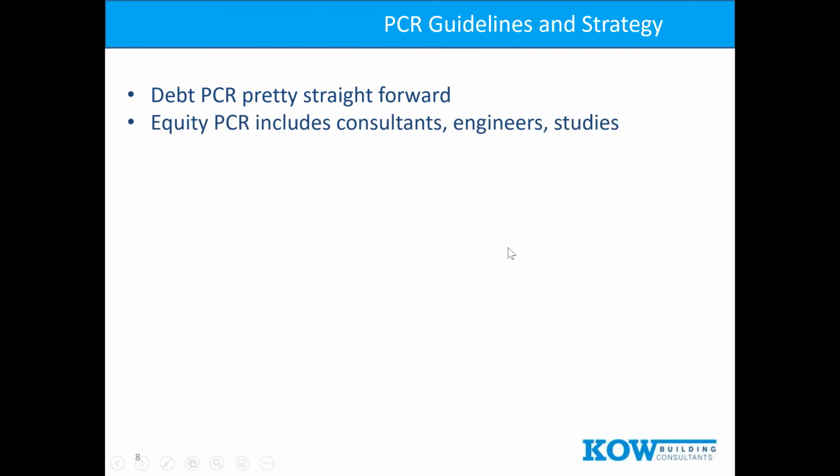On the flip side, you can do an equity PCR. Now, an equity property condition report is quite different. It includes consultants. It could include studies and engineers. You could have 3, 4, 5, 6 people on site. It could be multiple days. If you have multiple people on site, you might have an elevator consultant testing and checking the elevator only. You could have a mechanical engineer testing and checking the mechanical systems, operating them, doing efficiency tests, etc. You could have a structural engineer. You could have a handicap accessible consultant.